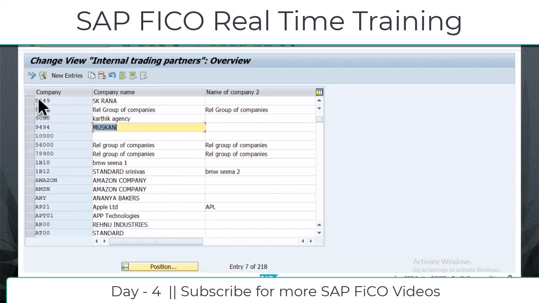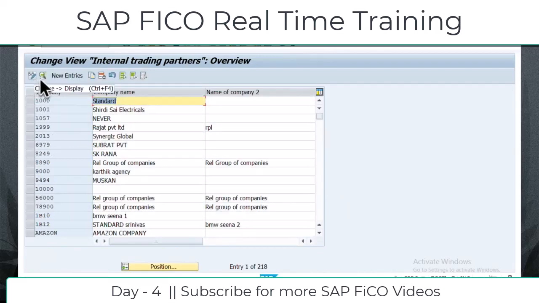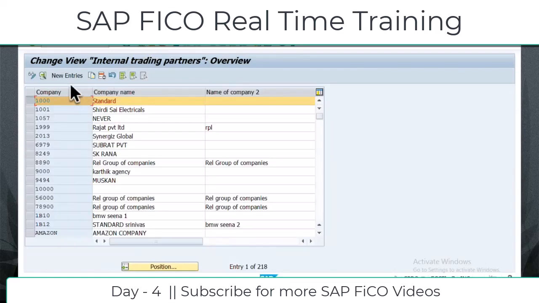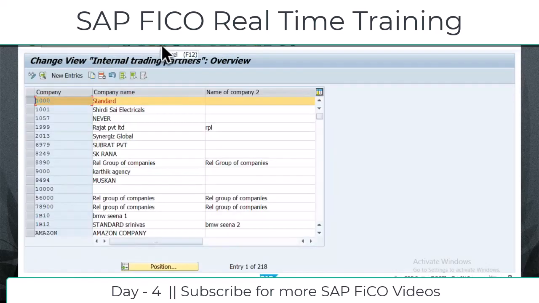Here, let's get familiar with each and every icon. This is the button to switch from change mode to display mode or display mode to change mode. And this is the details button. If you want to see any details already configured, select like this and click on the details button. You can see all the details we have already configured. If you want to configure new entries, click on the new entries button. If you want to go back, you can use this button. And if you want to cancel, you can use this button.